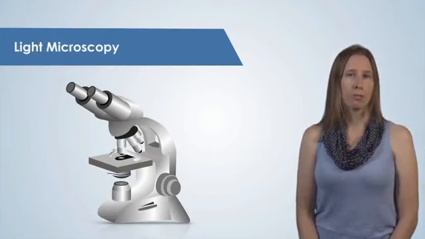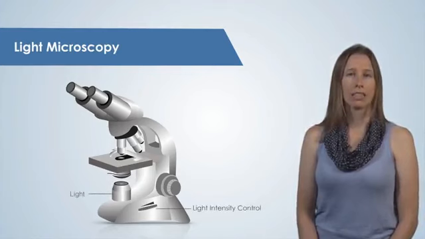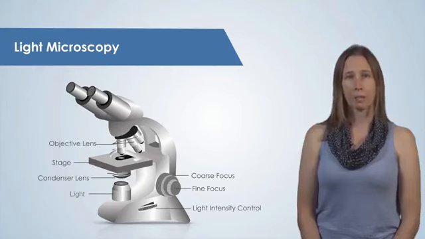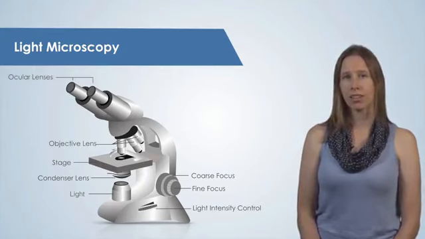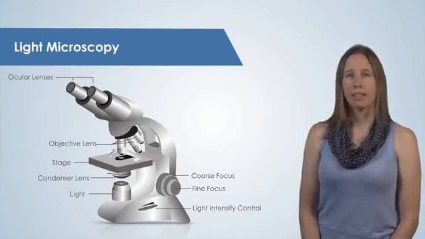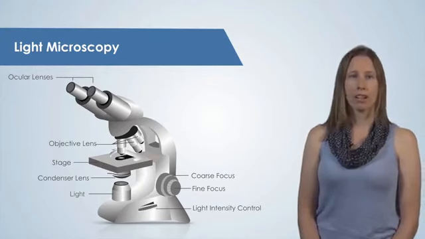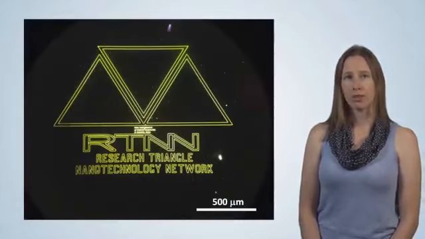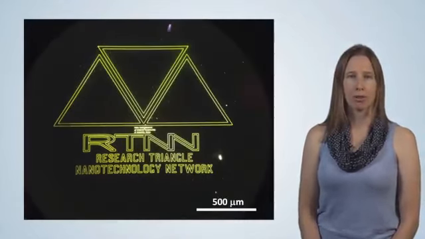A light microscope is made up of a light source, lenses to focus the light, a way to focus the sample in the light path, and a detector that is sensitive to the light, like your eye or a camera. Many of these same components are found in other microscopes as well. Here is an image that shows what can be seen on a light microscope.